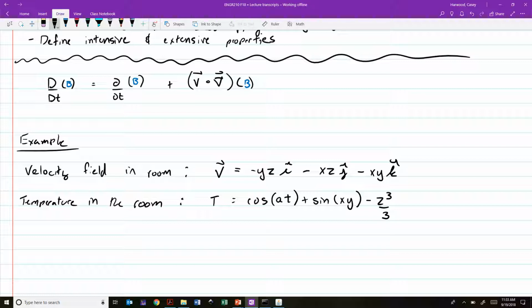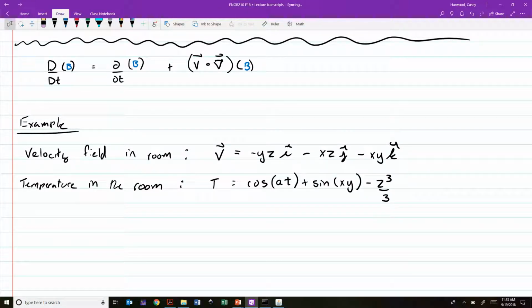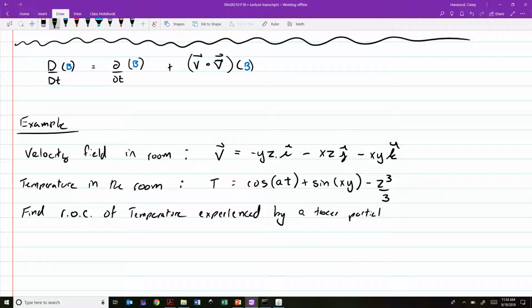So the question here is, if we were to release a very small, neutrally buoyant probe, something like a little balloon, let's say some sort of tiny little weather balloon that we release into the air so that it flows along with this velocity field and follows it as a tracer, can we find the rate of change of temperature experienced by a tracer particle that's following this velocity field that we've been given?